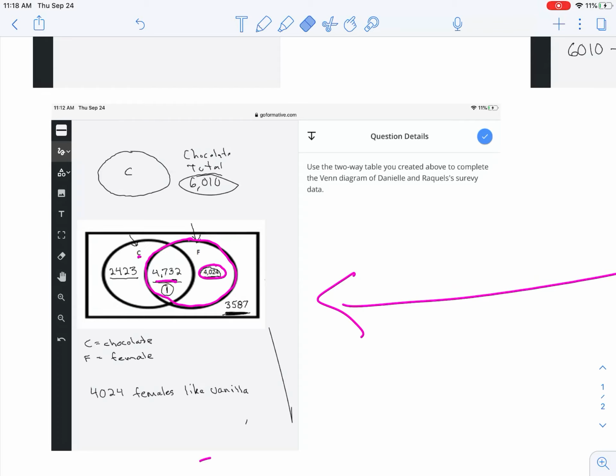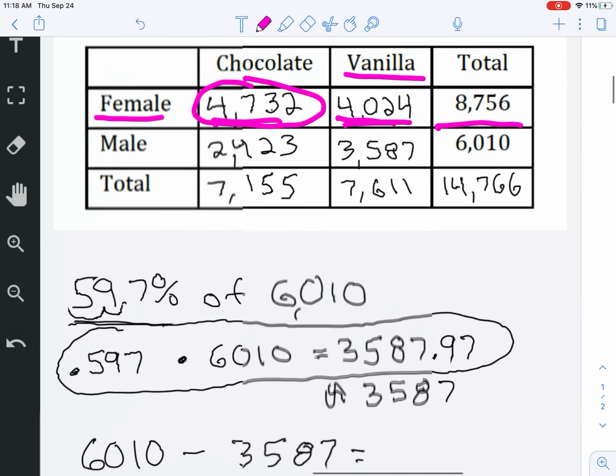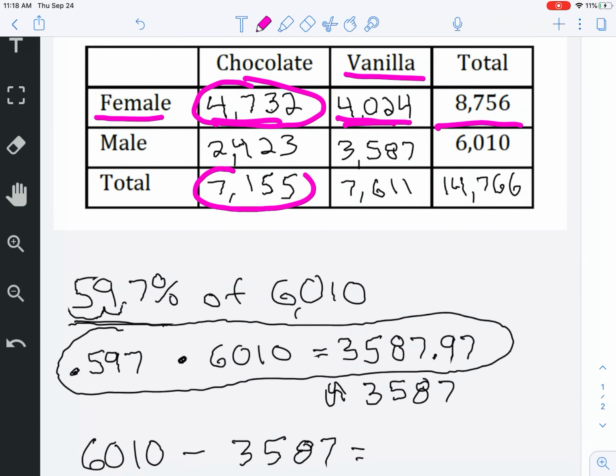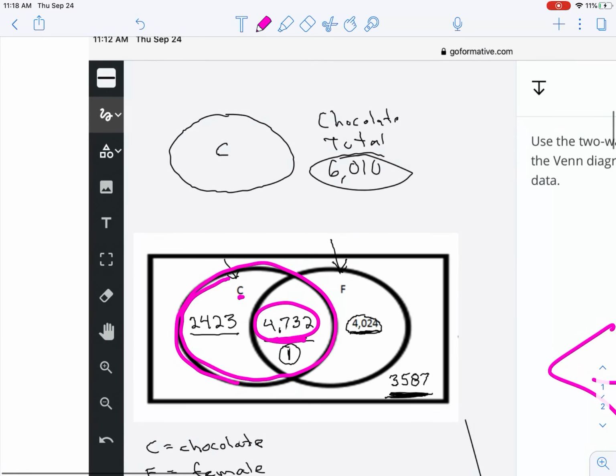So then I start thinking about my other circle, the chocolate circle, and I have this number here, which was the females that like chocolate. So my total chocolate has to be what? Well, my total chocolate has to be this, right? I have this for the females, so that other part must be 2,423, which is the males that like chocolate. So that's why I wrote that there.